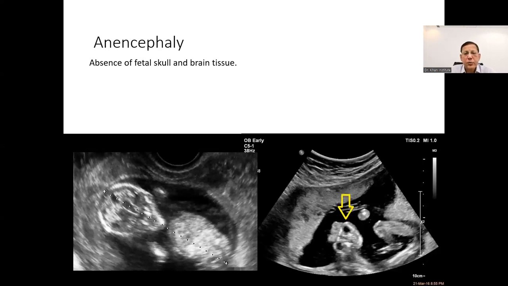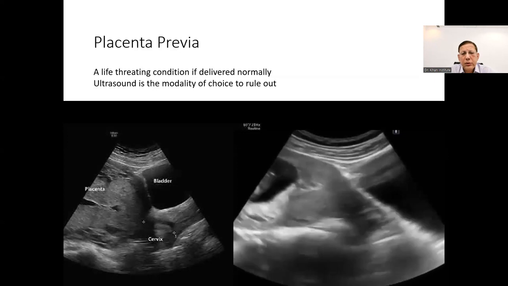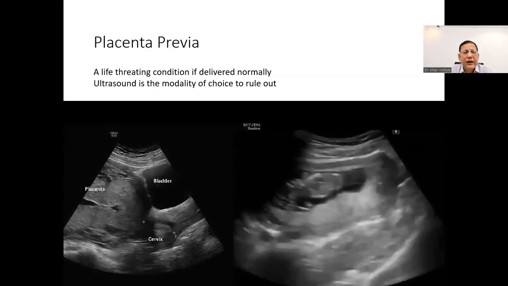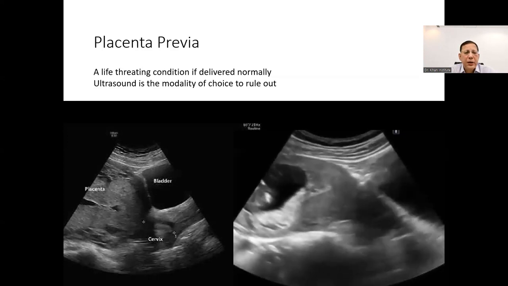Otherwise, if not diagnosed by ultrasound, then the mother might have gone till 40 weeks and the result will be nowhere, because such fetuses do not survive. So once again, you can see the importance of ultrasound in congenital abnormalities. Placenta previa.